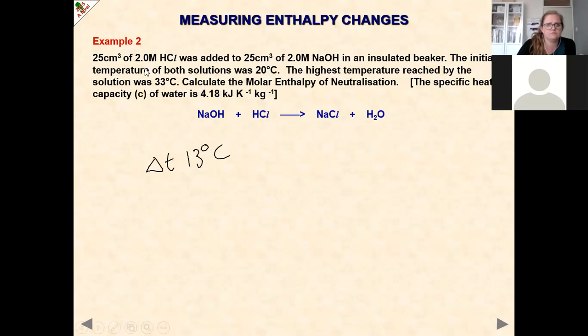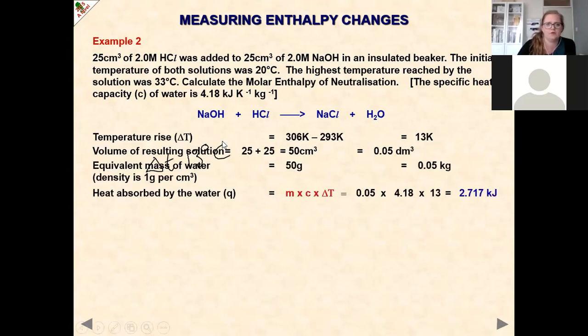Why is it not working? Oh. Obviously, we like to try and do temperature in Kelvin. So if we could convert that to Kelvin, that would be fab. But our temperature change again, it is still 13 Kelvin.